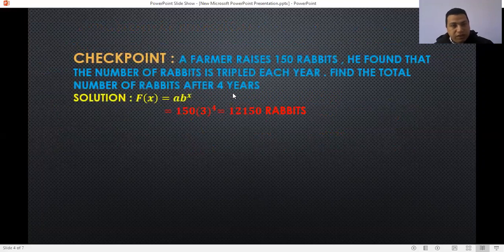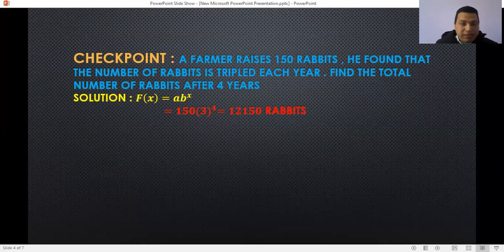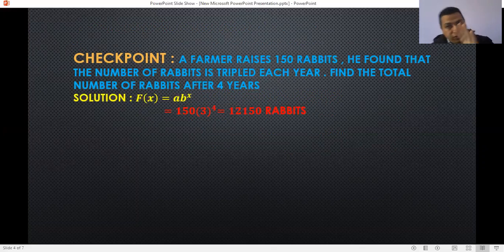A checking point. A farmer has 150 rabbits, and he found that the number of rabbits is tripled each year. Find the total number of rabbits after 4 years. Here in this example, the initial number of rabbits is 150. And this number is tripled, not doubled here. What will be the formula we will use here? Yes, we can say that 150 is the initial amount times 3, as he told us this number is tripled each year, to the power x. But here the time interval is after 4 years, then to the power 4.